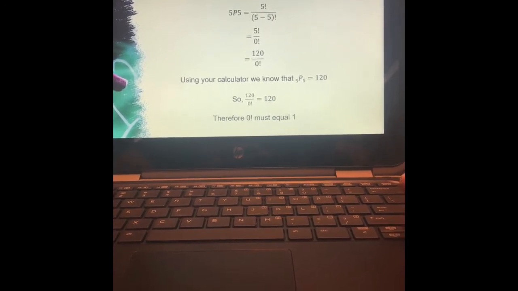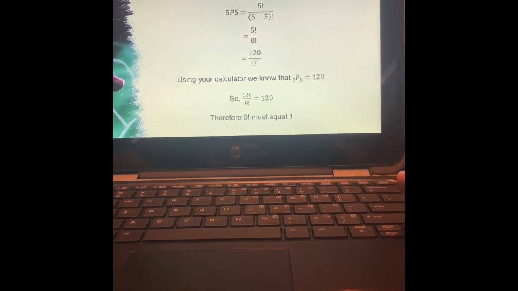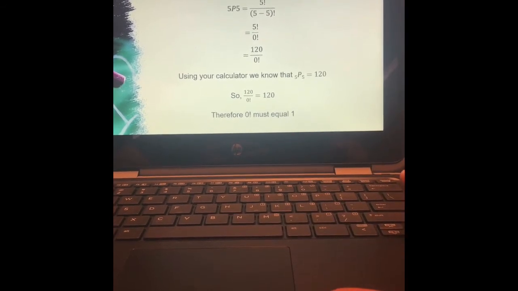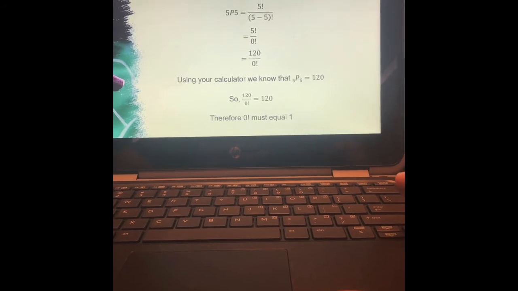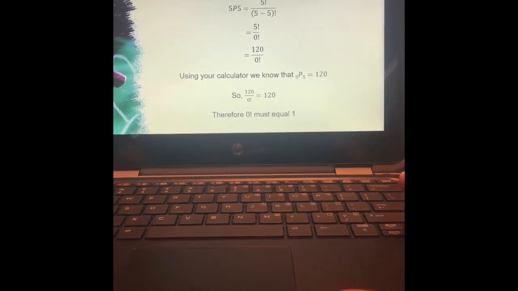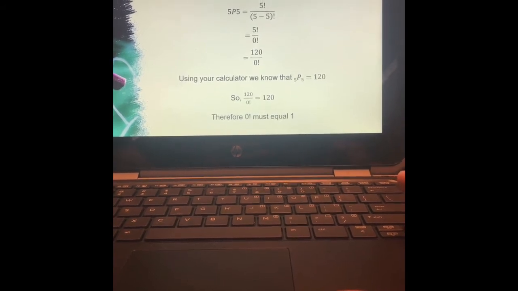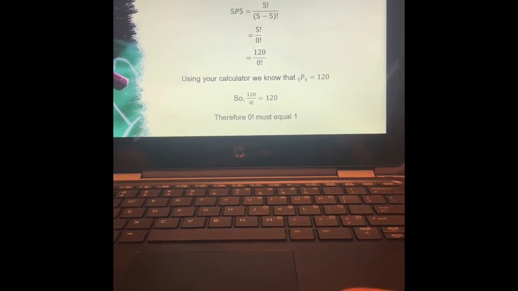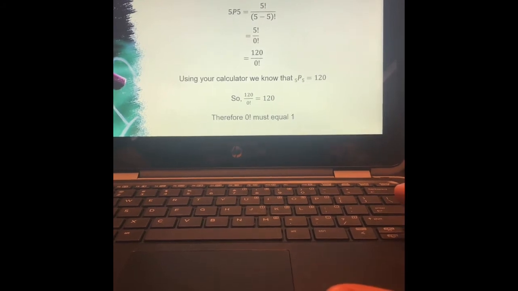There's only one way to have 0 things arranged in order. Essentially, that's the way to look at it. 0 factorial is 1. If you don't have anything, there's only one way of having that situation, where you have nothing.